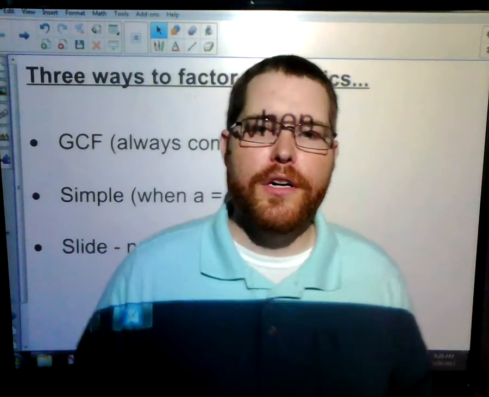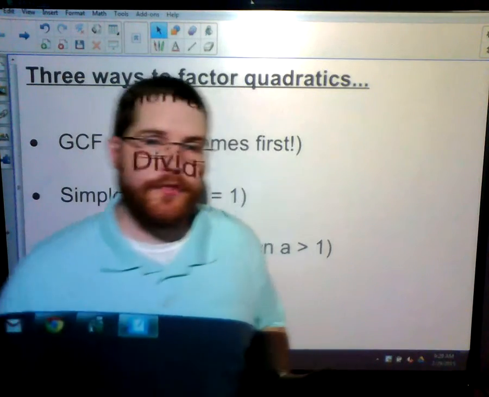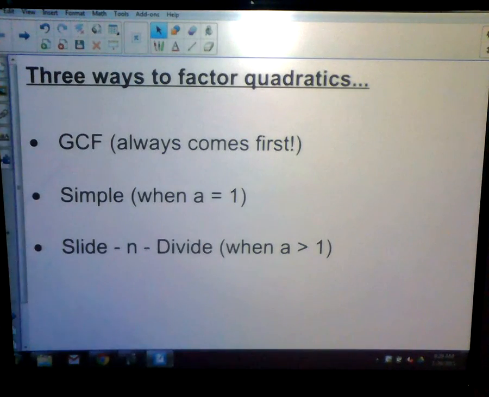Hey everyone, today we're going to talk about polynomial factoring. Before I get into polynomial factoring, let's do a quick review. There are three ways to factor a quadratic. There's GCF, which always comes first. It's the one you always forget.